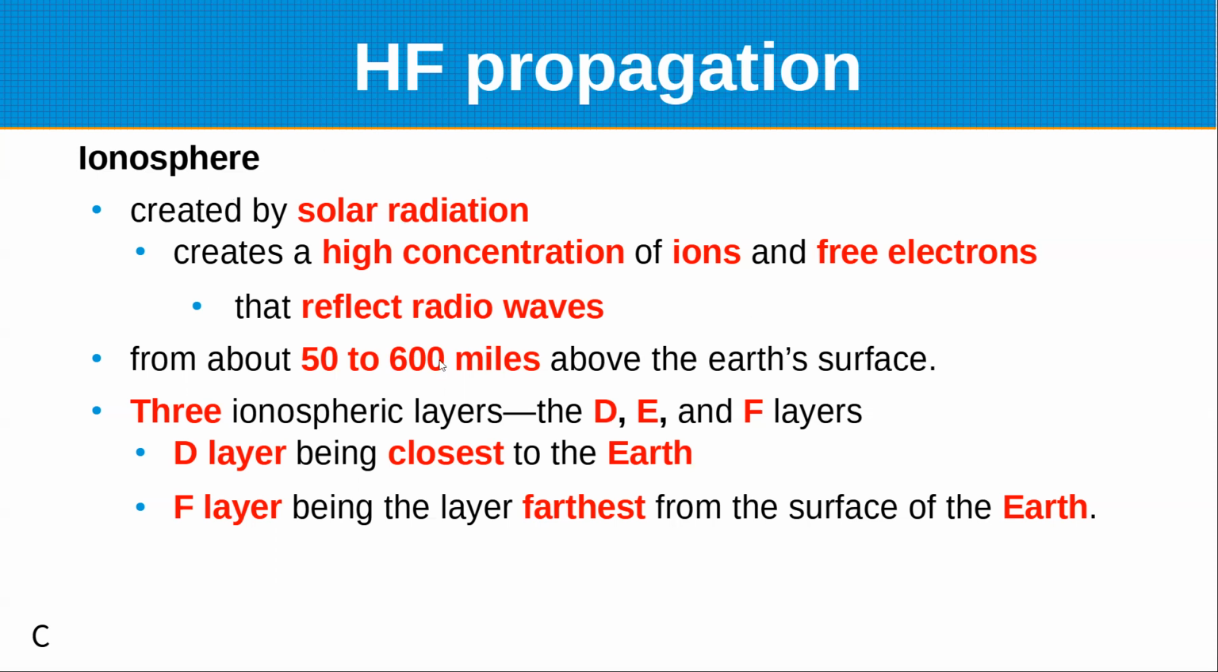It goes anywhere from 50 to 600 miles above the Earth. So the F1 and F2 layers are up there in the 4, 5, 600 mile range, and they vary depending on conditions. And they just talk about the three, the D, E, and F, which we talked about, D being the bottom, but it's still above the troposphere.